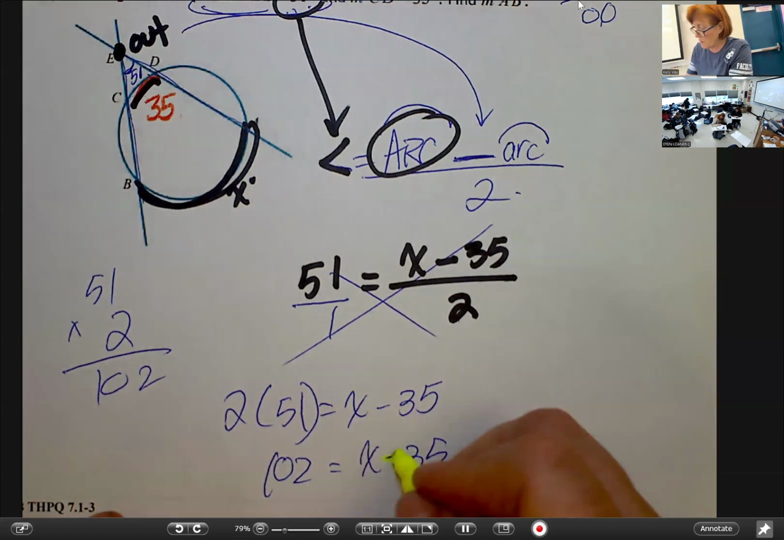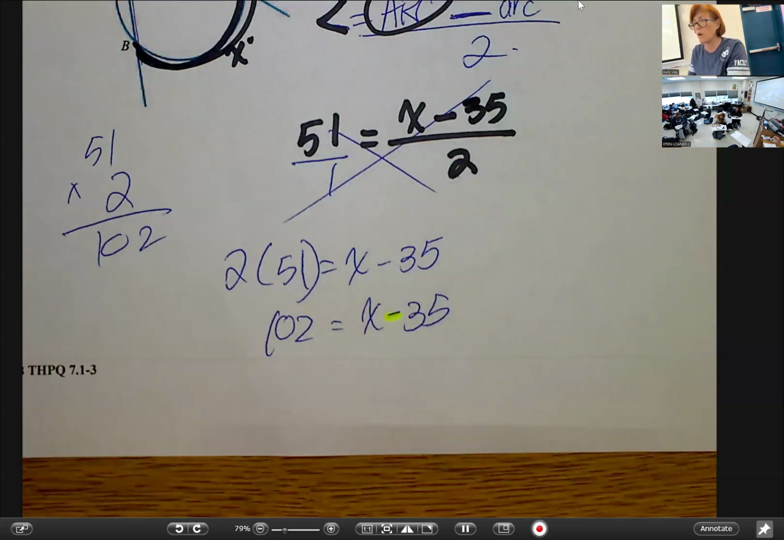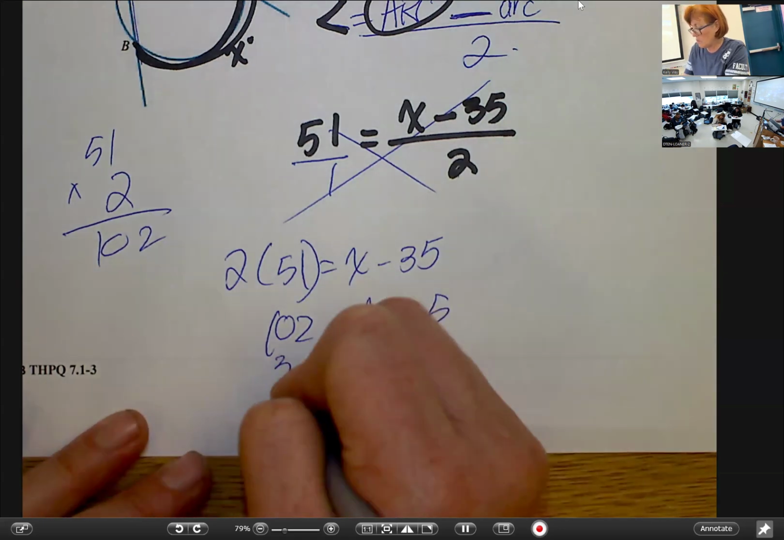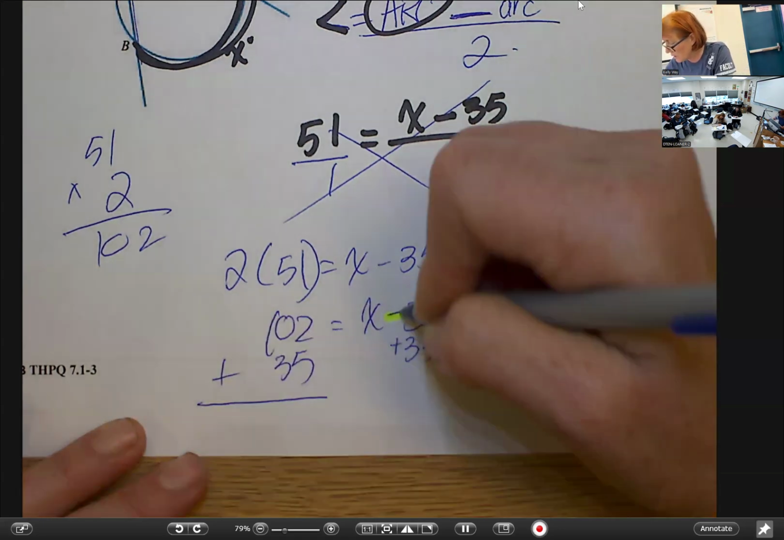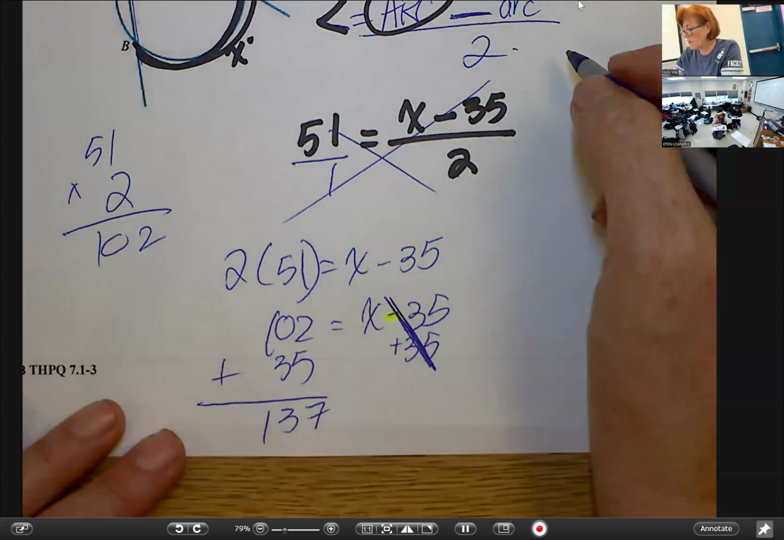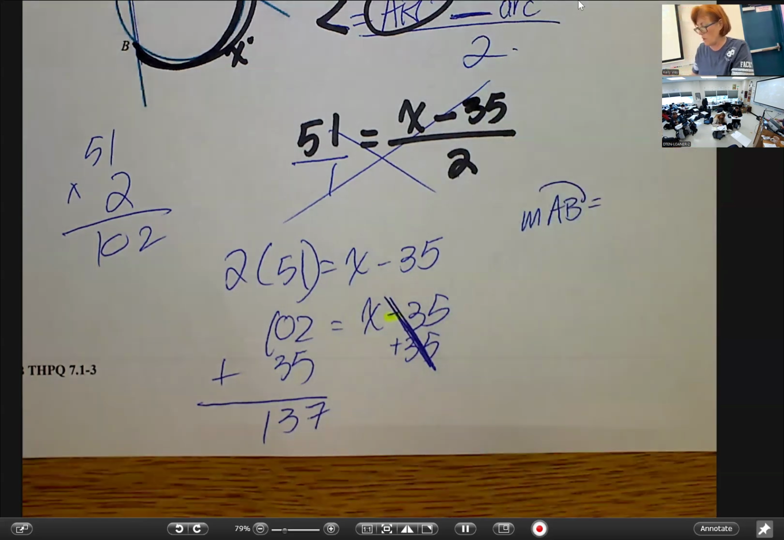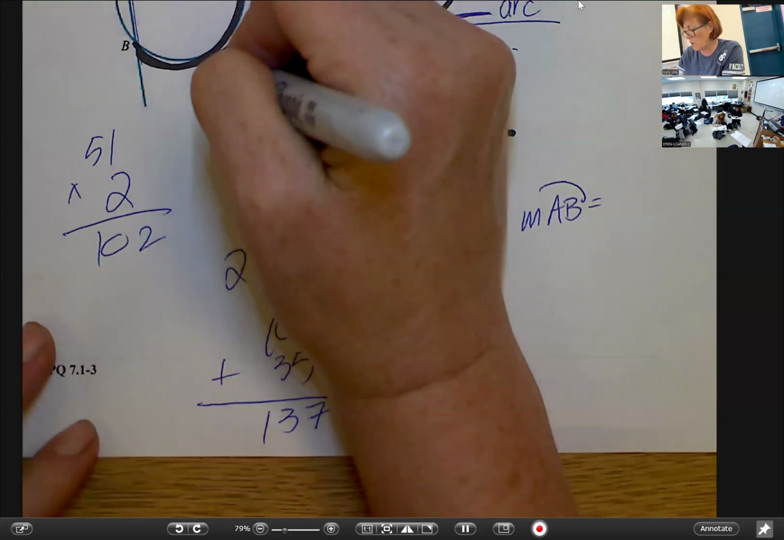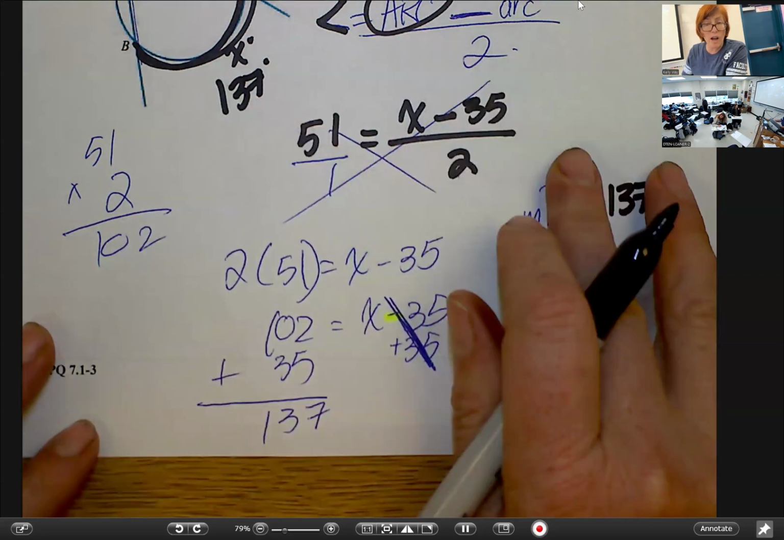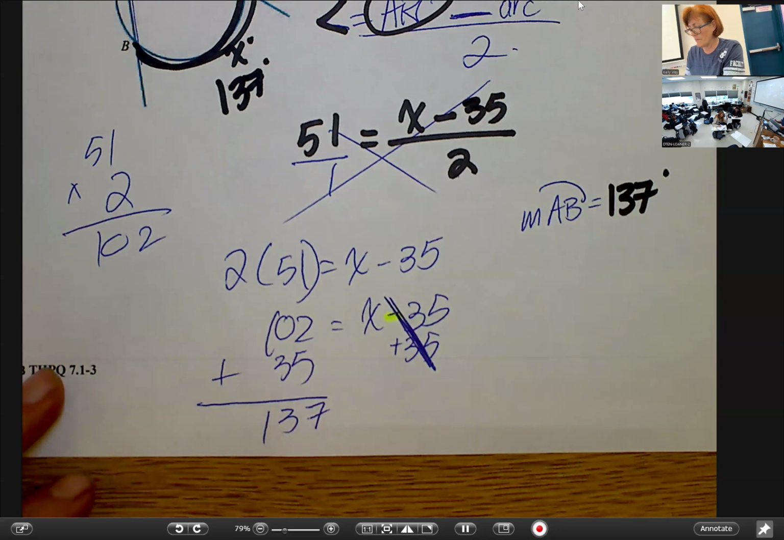Watch your algebra skills here. We're not subtracting 35. Kenzie, what are we doing? The opposite of subtraction is? Yes, ma'am. So we're going to add. Just be careful with that. Cancels. So here, the measure of arc AB is going to be 137 degrees. Which is fine because it's a minor arc and it's less than 180.